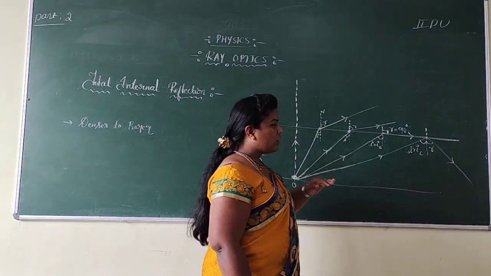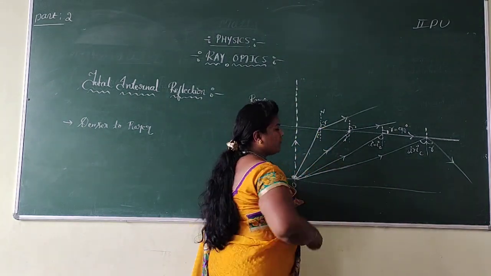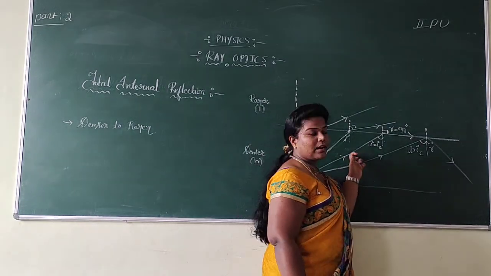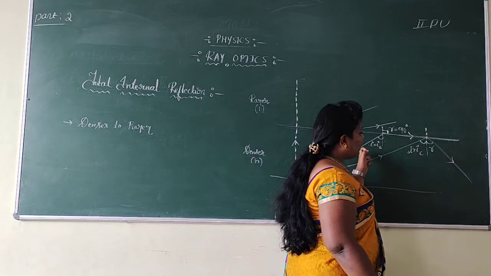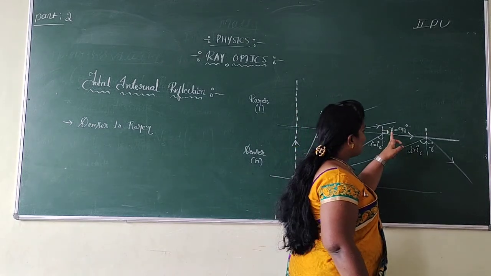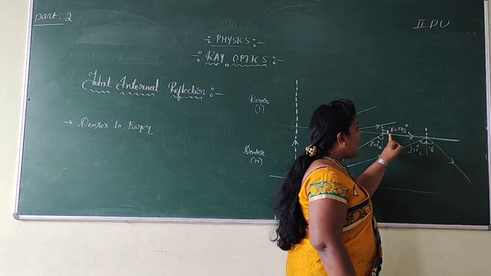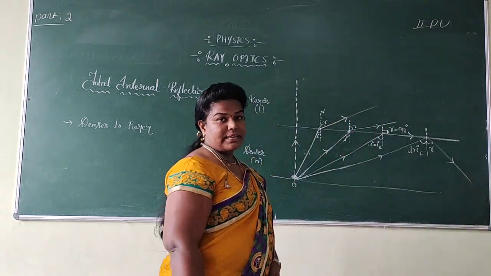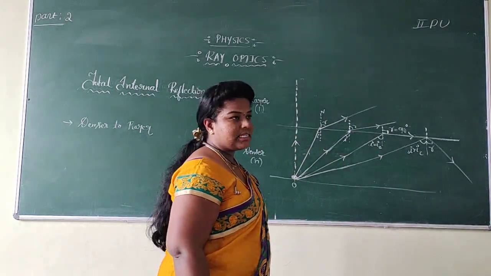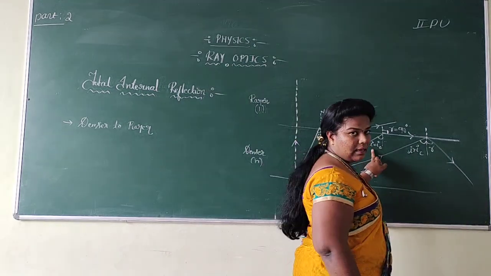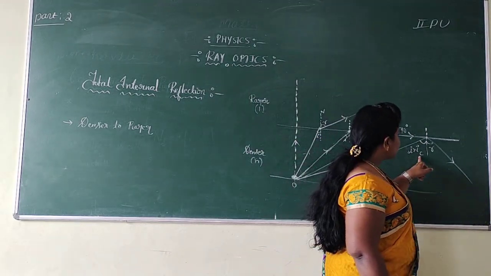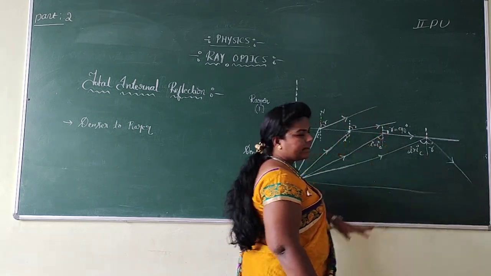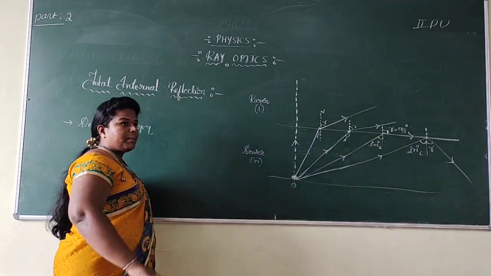Still more, if you increase the angle of incidence, we can observe that the angle of refraction is going to increase. If you again increase the angle of incidence, for a particular angle of incidence the angle of refraction becomes 90 degrees and the refracted ray just grazes the refracting surface. That angle of incidence is called the critical angle. And even if you increase the angle of incidence greater than the critical angle, the ray of light is completely reflected back into the same medium.